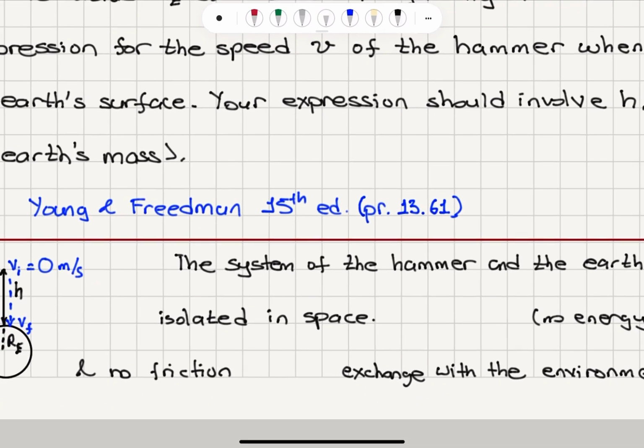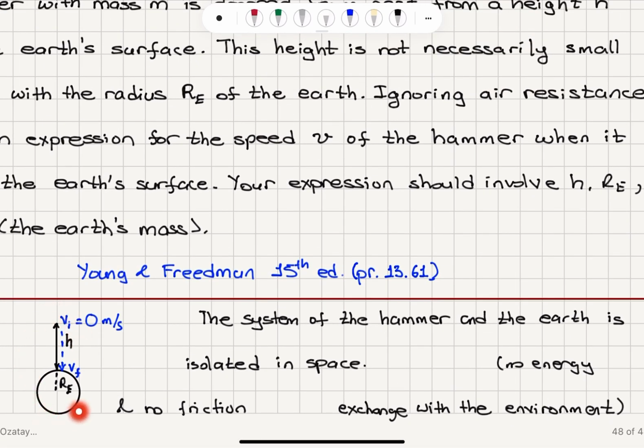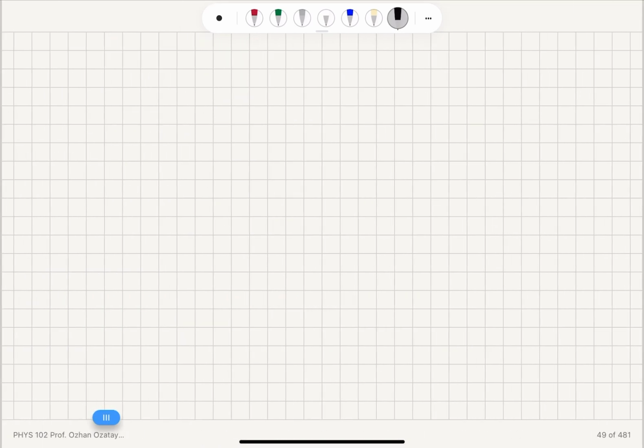Now we notice that the system of the hammer and the Earth is isolated in space. There is no energy exchange, there is no friction. Therefore, in this process, the mechanical energy of the system must be conserved. Delta E mechanical is equal to 0. So my task is to write the initial kinetic energy plus the initial potential energy and set it equal to the final kinetic energy plus the final potential energy.